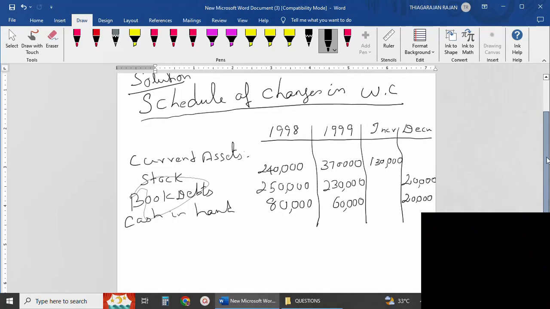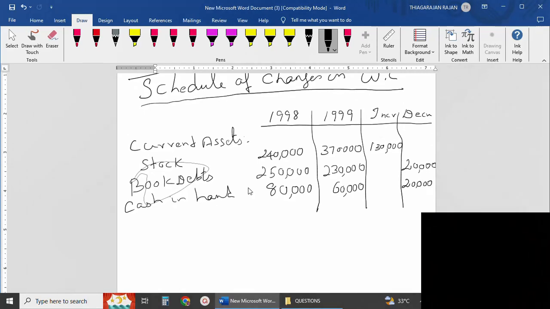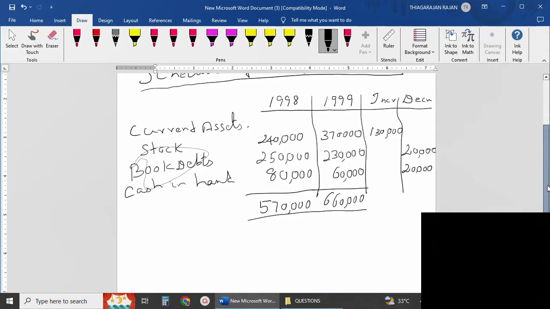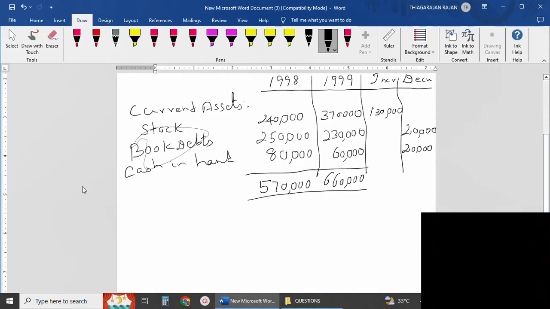So we have taken the current assets. The total of current assets in 1998 comes to 5,70,000. In 1999 it is 6,60,000. Next, working capital means current assets minus current liabilities. Make sure you follow this format; all the sums are going to come in the same format.